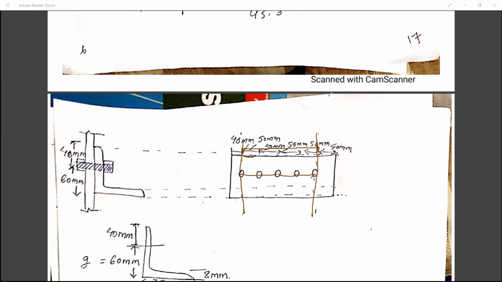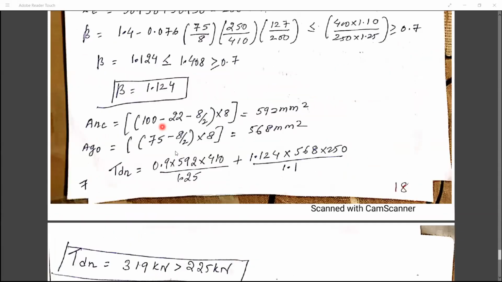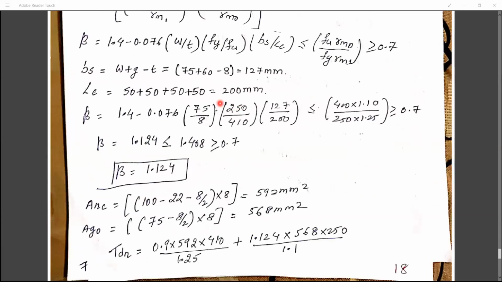I hope you are getting it. This critical section of bolt failure we are taking with respect to this axis, and with respect to this axis we are leaving the edge distance only. We are considering the bolts only, so we get 1 bolt, 2 bolt, 3, and this will be 4. That is why 50 plus 50, 100, 150, and this is 200. In this way, now substitute all the values, you will get beta as 1.24.